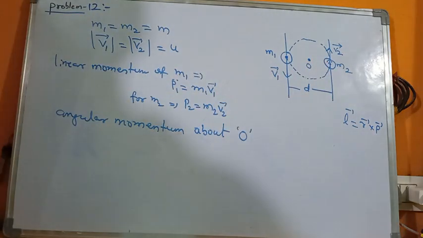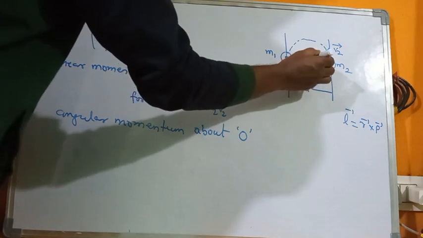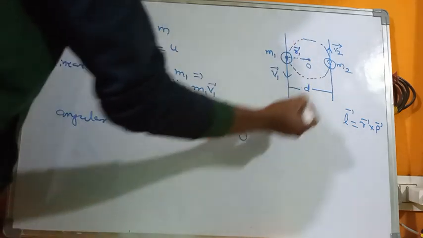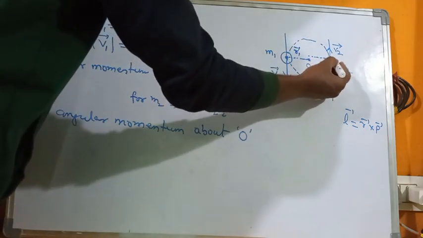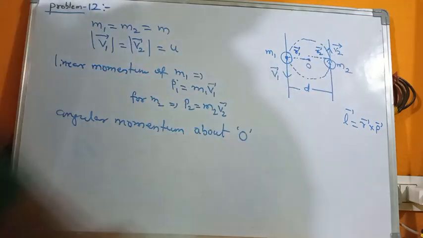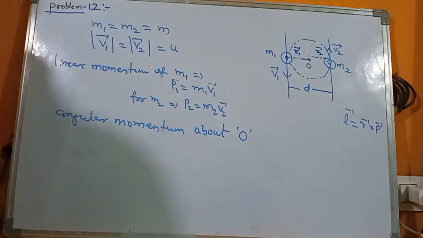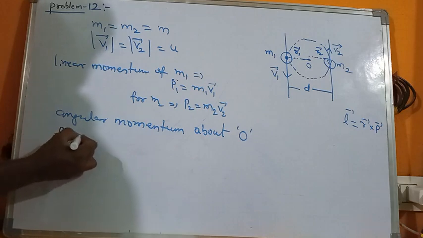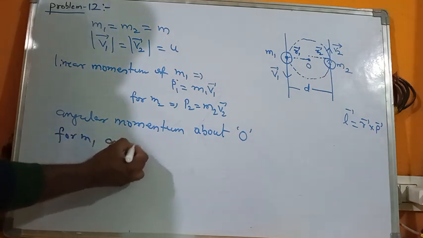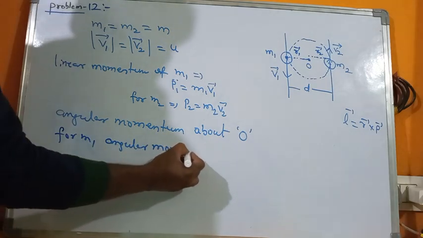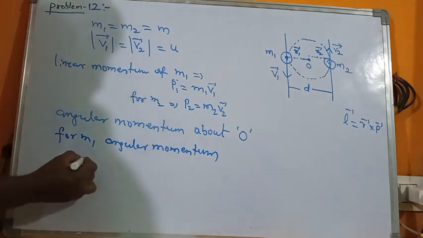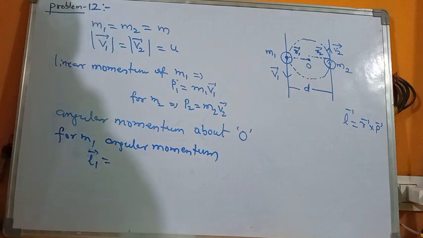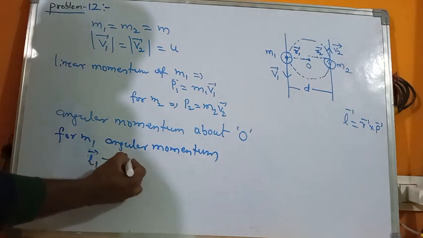One axis is passing through this point. From the axis to m1 the distance is r1, and from the axis to m2 the distance is r2. Then write down the angular momentum L1 for m1: vector L1 is equal to R1 cross P1.